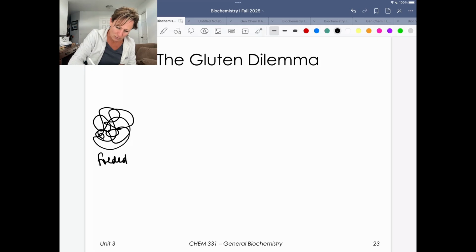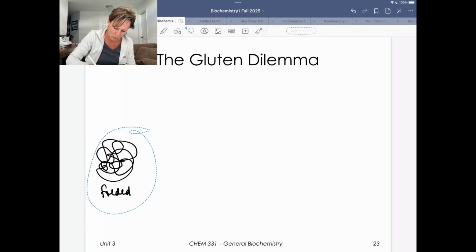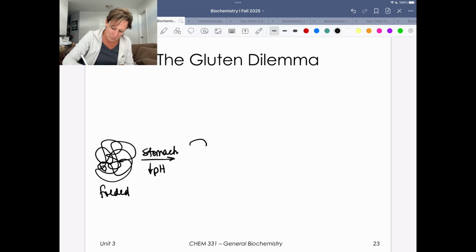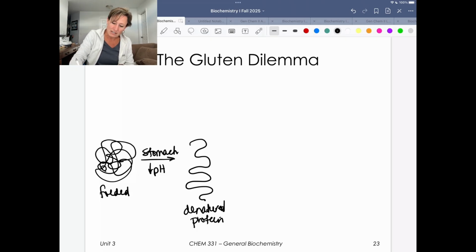All proteins start out as a folded protein. So we start with a folded protein, and the first thing you encounter when you digest something is your stomach, right? And that stomach has a lowered pH, and we fundamentally are going to denature our protein. So here we have a denatured protein.